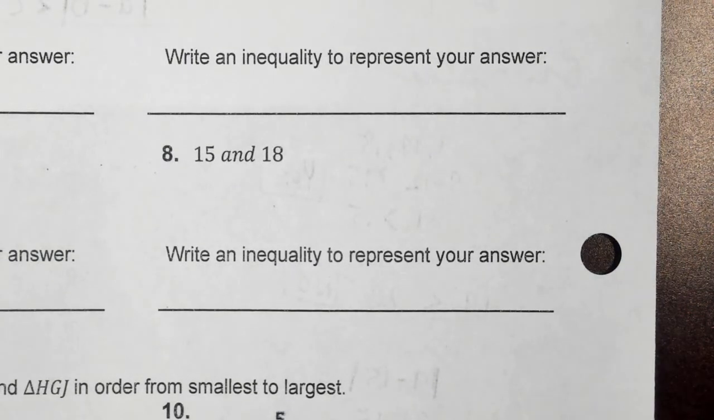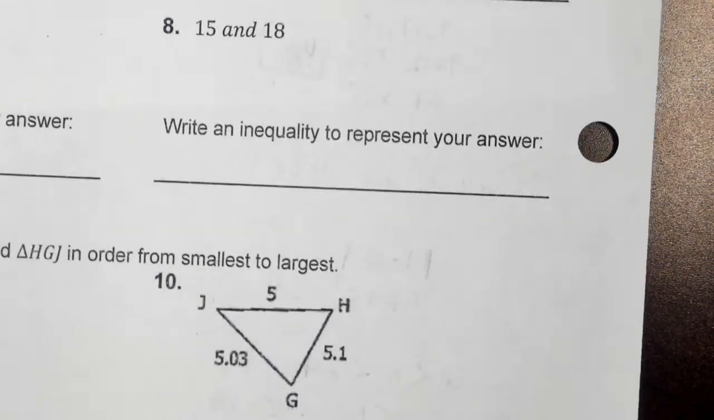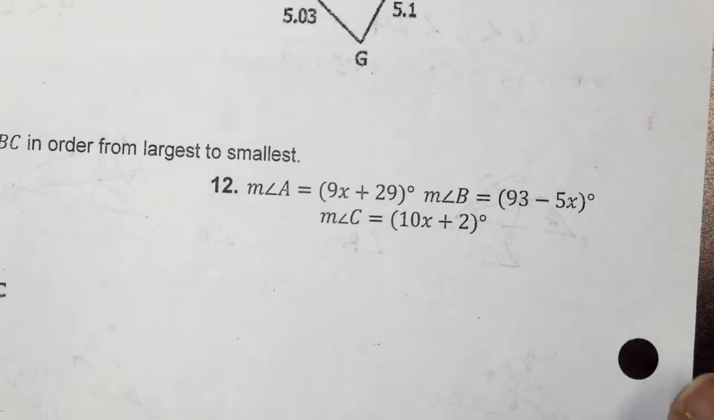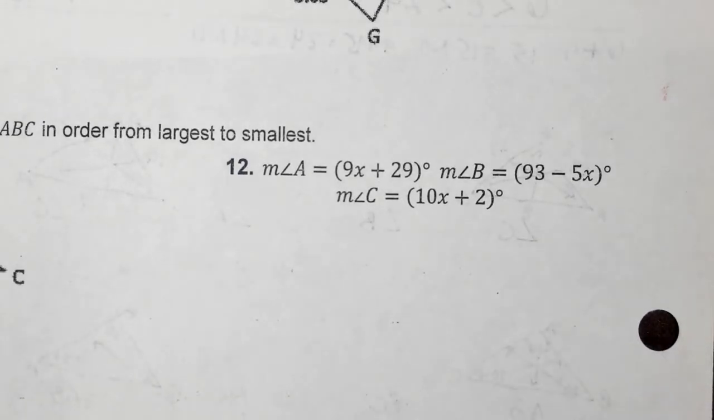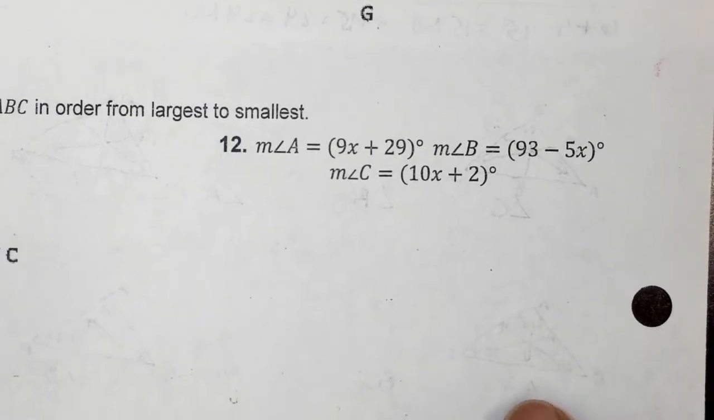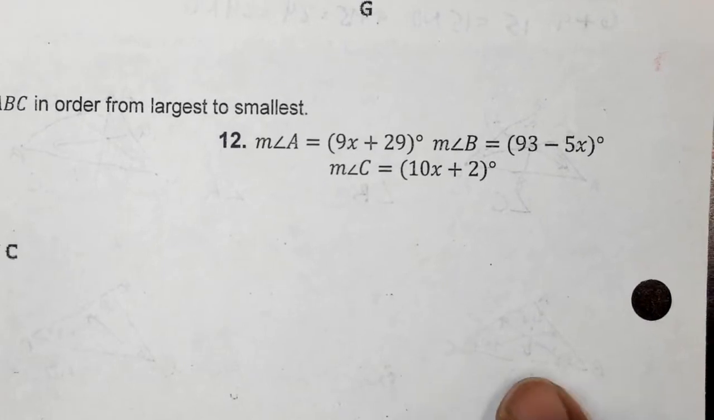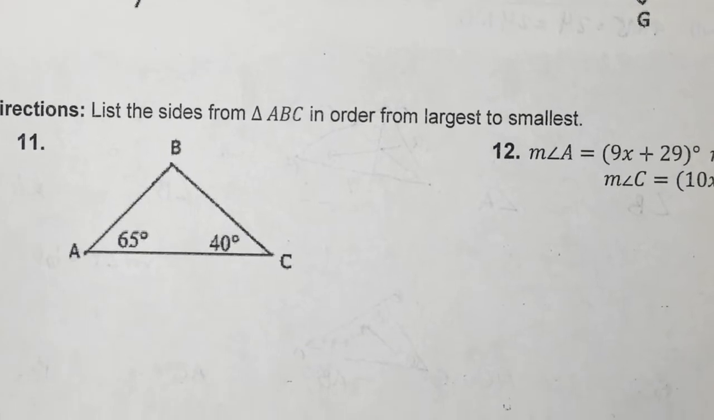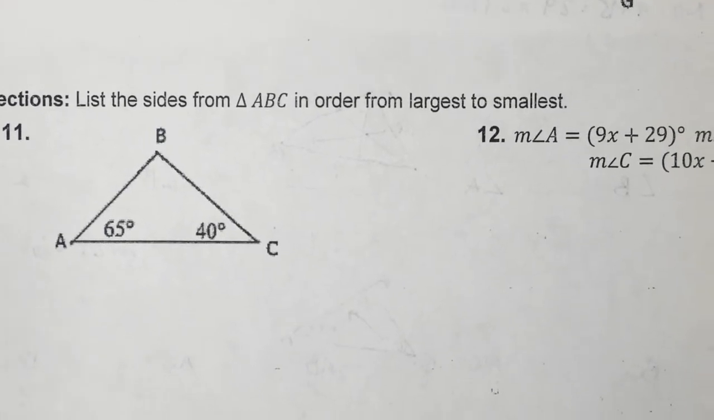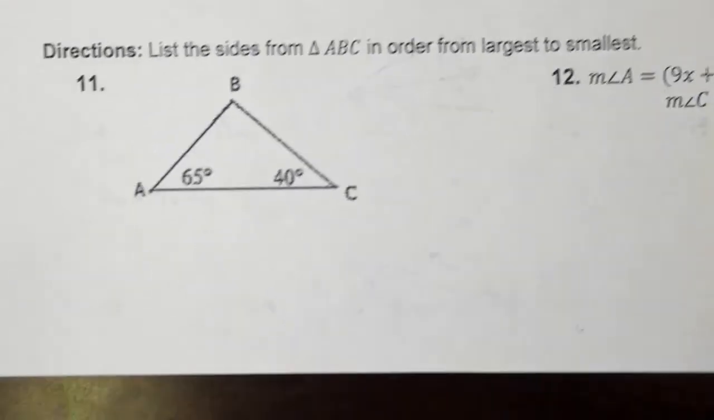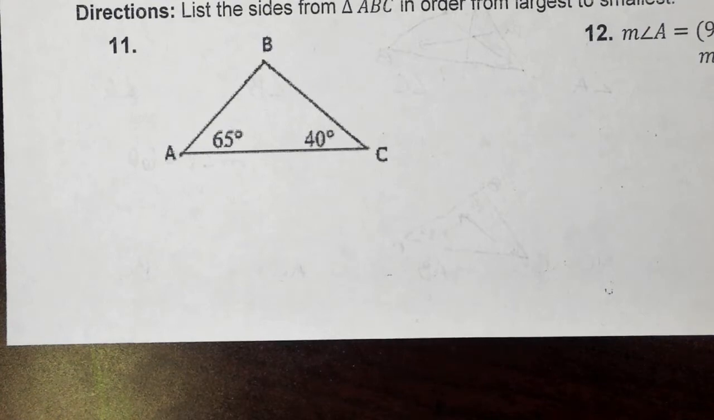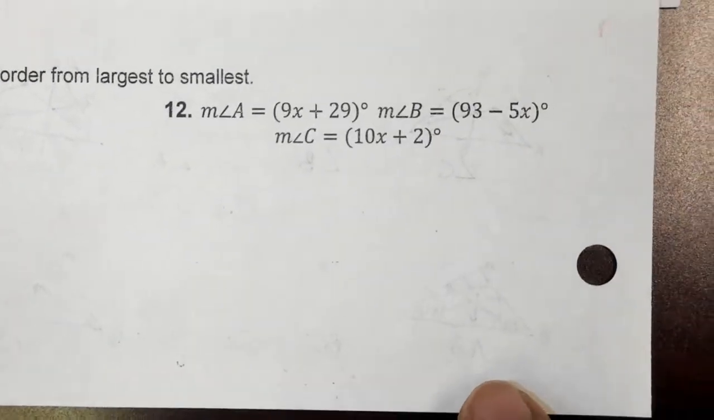Honestly, the back is for you. Number 12, maybe, but I think you'll know how to do number 12. Let's go all the way to the bottom, look at number 12 on the back. You'll know how to do 11. So 12 and 11 are similar to what we just got finished doing. They want you to list the sides in order from largest to smallest. For 11, you got to find that missing angle, and then you can list your sizes from largest to smallest.